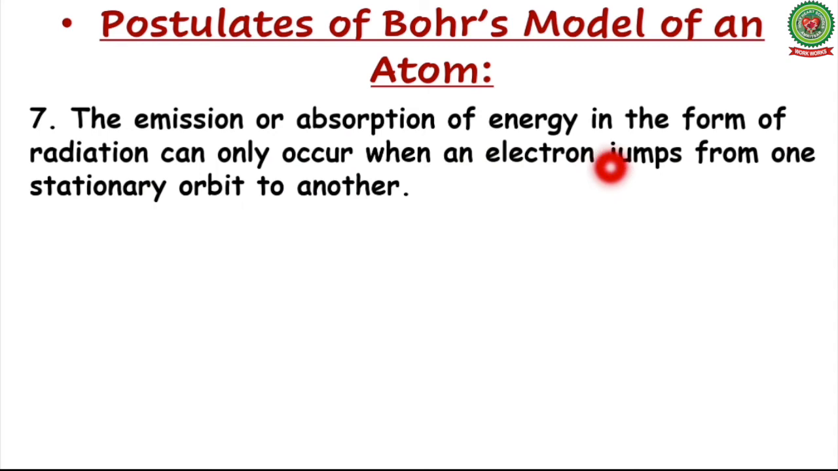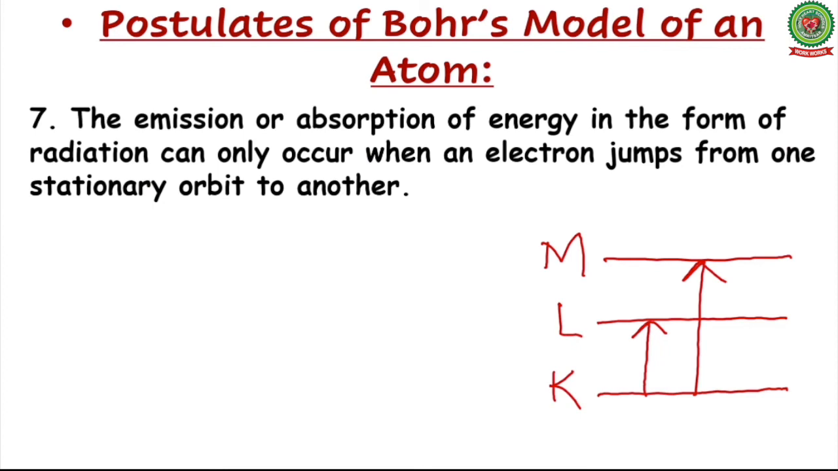According to the next postulate, the emission or absorption of energy in the form of radiation can only occur when an electron jumps from one stationary orbit to another. That means if the electron is present in the K shell, the first shell, that is the ground state, and it absorbs energy, it will jump to an excited state. If it jumps to the L shell, it is the first excited state of the atom. If it jumps to the M shell, it is the second excited state. Accordingly, we can take the difference of energy, the final energy minus the initial energy, and what we get is h nu, that is a photon of energy.